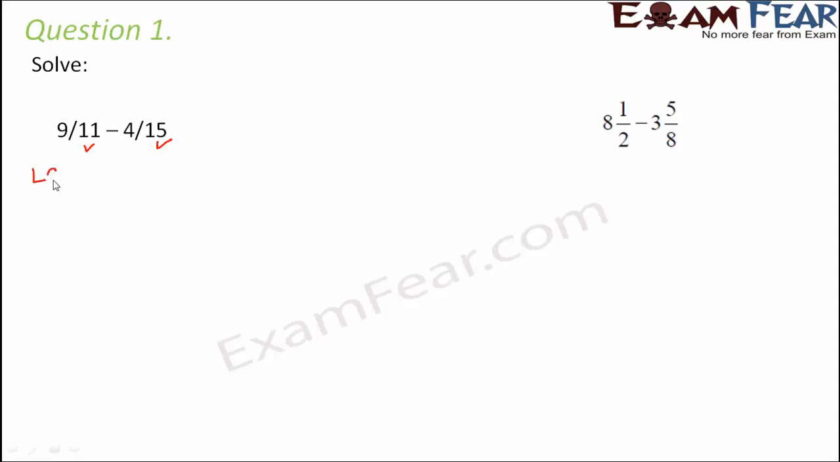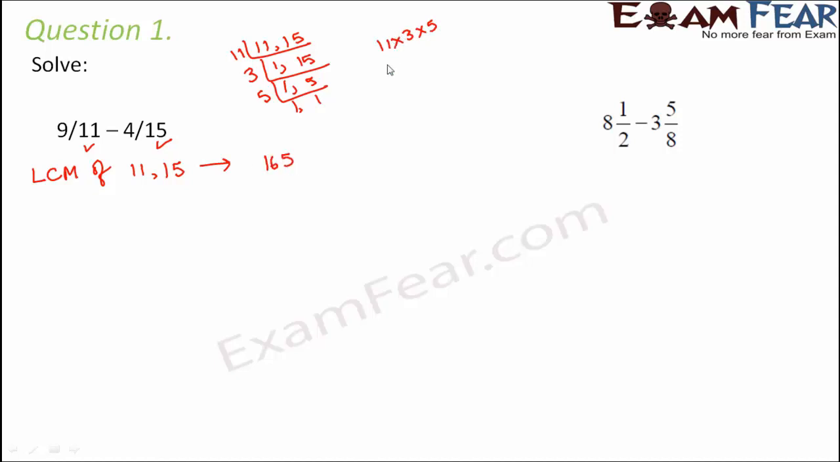So what we will do, our first step would be to find out LCM of 11 and 15. So what would be the LCM of 11 and 15? Let's say 11 and 15. So 11 ones are 11 and 15 will remain as it is. And for 15, again, you can say 3 5s are 15, again 5. So the LCM would be 11 into 3 into 5. So this is equal to 165. So 11 into 3 into 5 is 165. So LCM of 11 and 15 is 165.